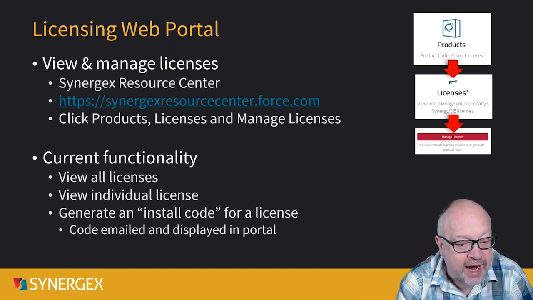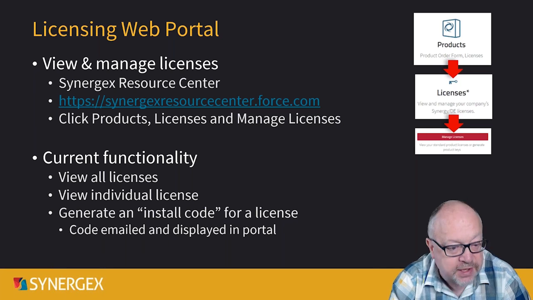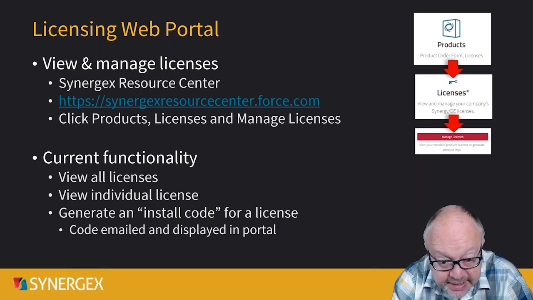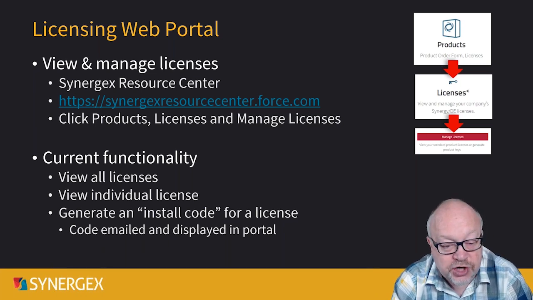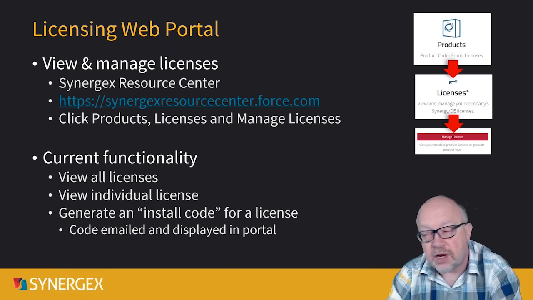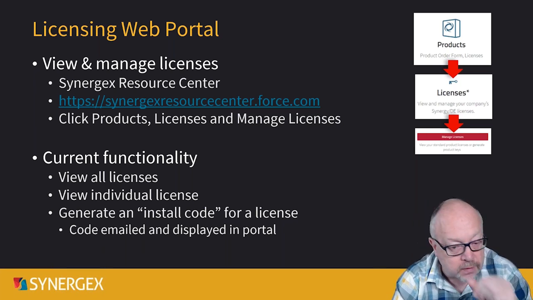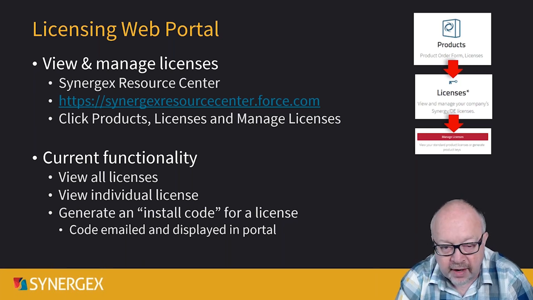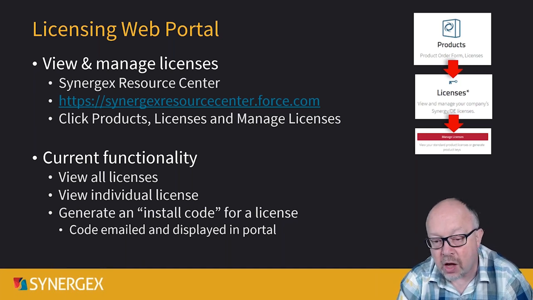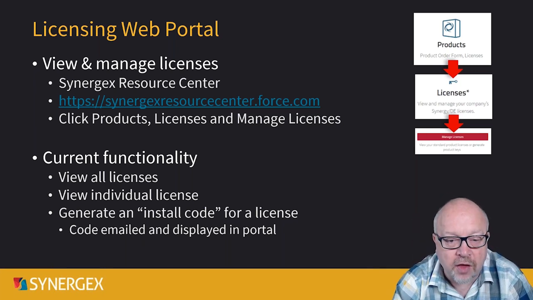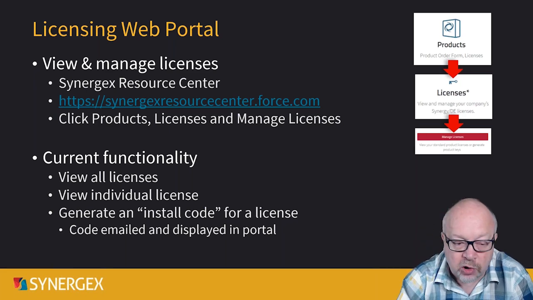The current functionality is that you can view all of your licenses that are assigned to your organization. You can view individual licenses in detail. And you can also generate new install codes for a license. So if you're having to reinstall the system for any reason, then you can go into the license portal, hit the give me a new install code button, and again you will receive an email with that code. The code will also be displayed on the web page in the portal.